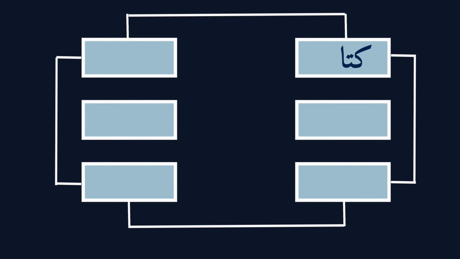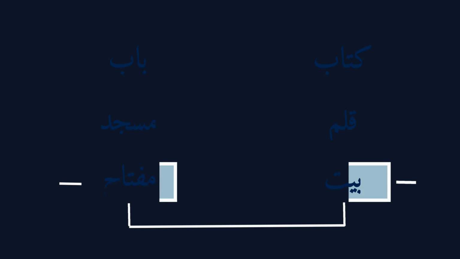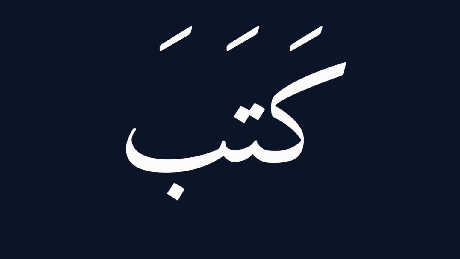Ever wondered how words come to life in Arabic? Well, today we're unraveling the magic behind it. Our star word for today is كتب meaning he wrote. But before we explore its meaning, let's break it down step by step.